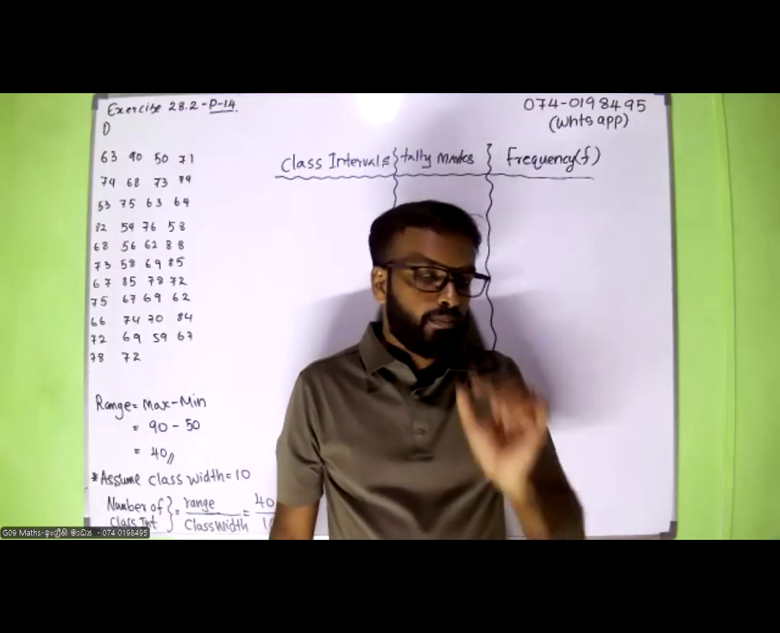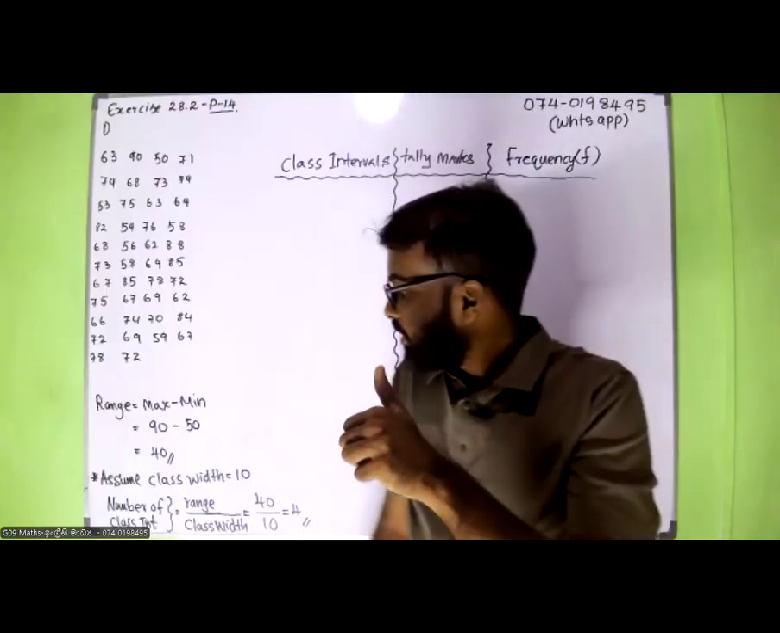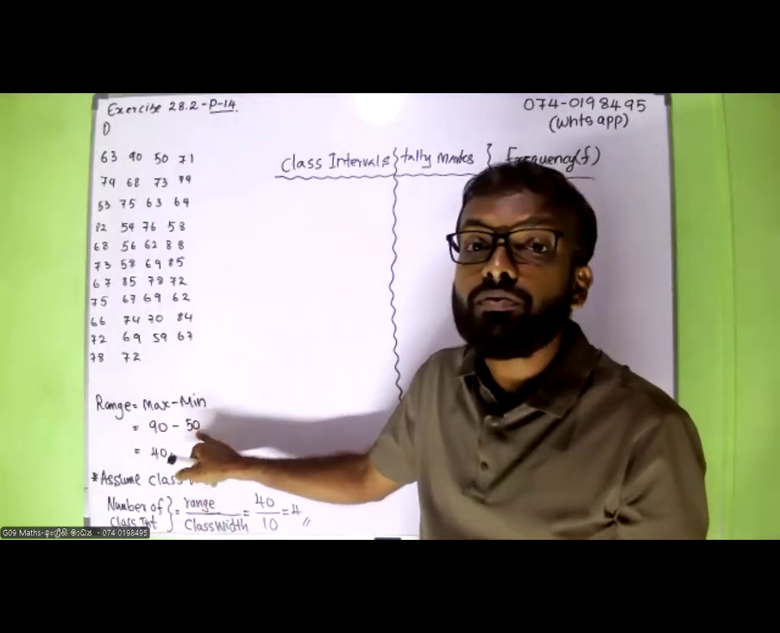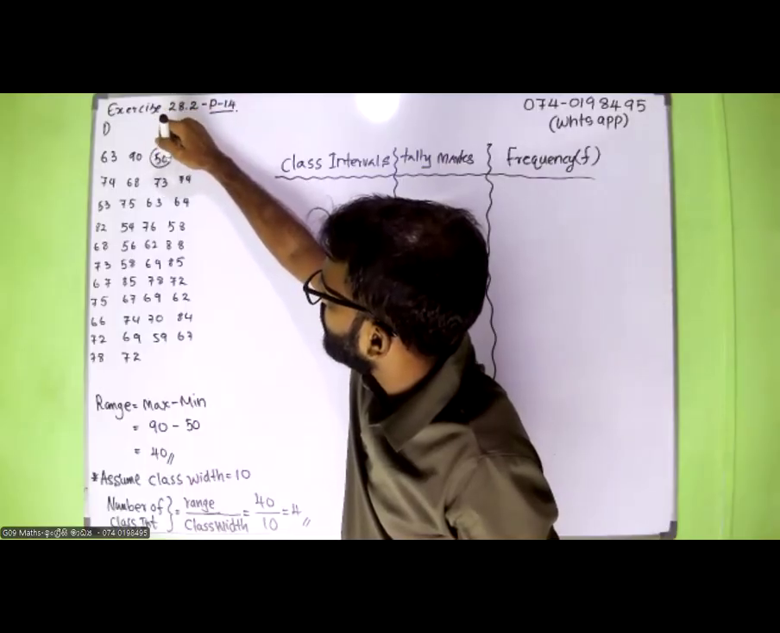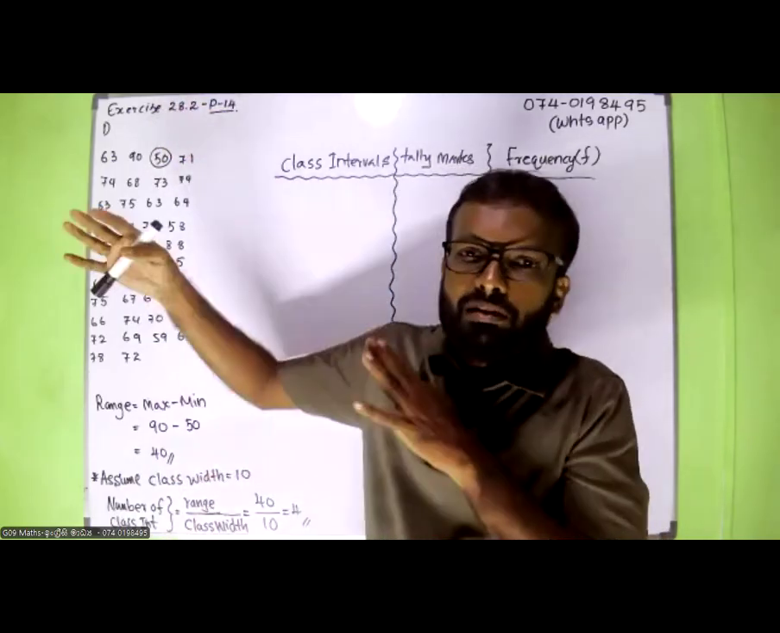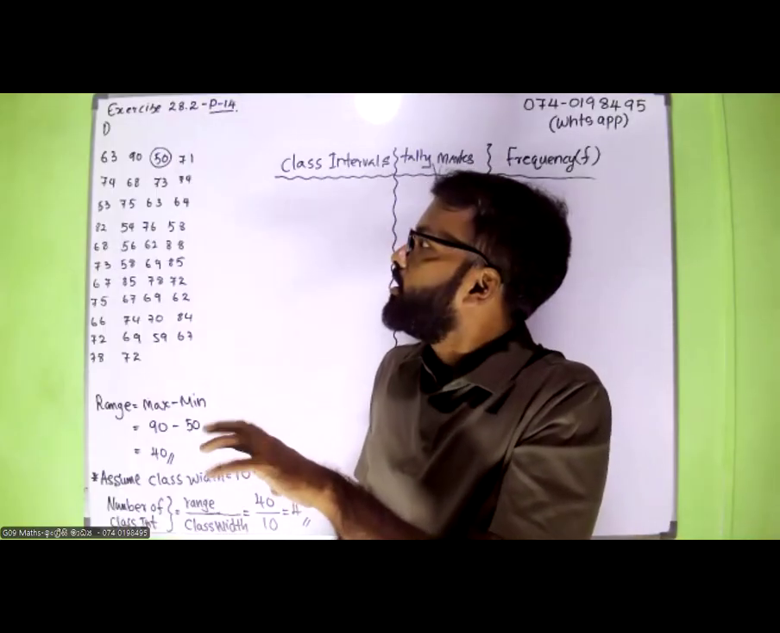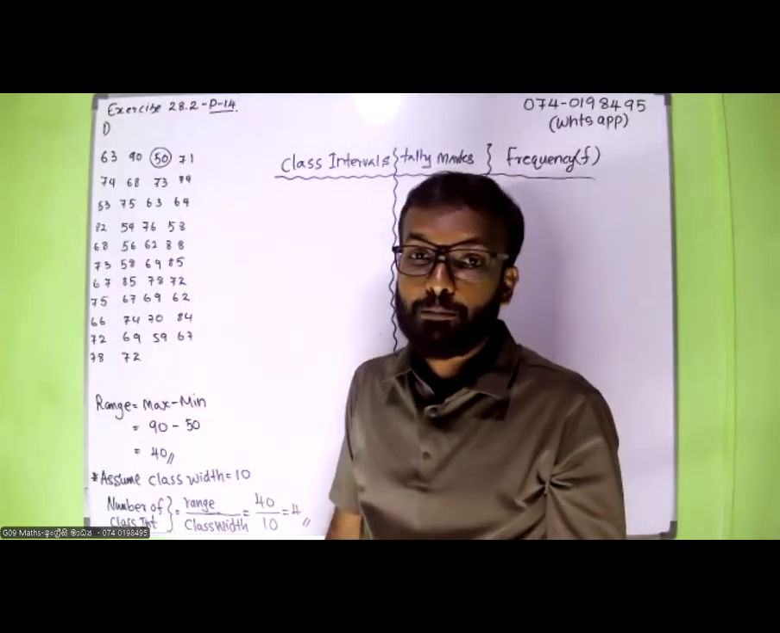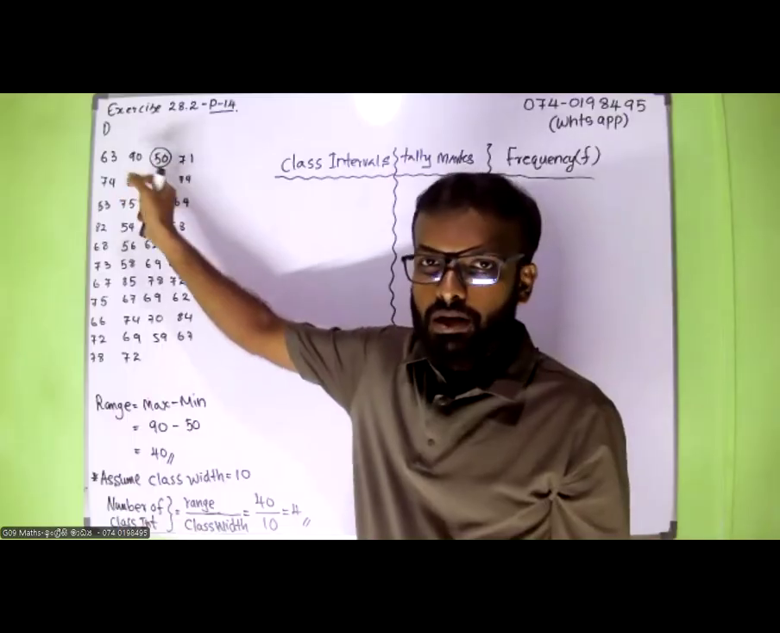Now you need to keep something important in your mind. The minimum value is 50. So is this a round number or any other number? Not a round number. An ugly number means 51, 52, 53, and so on. This is a round number.